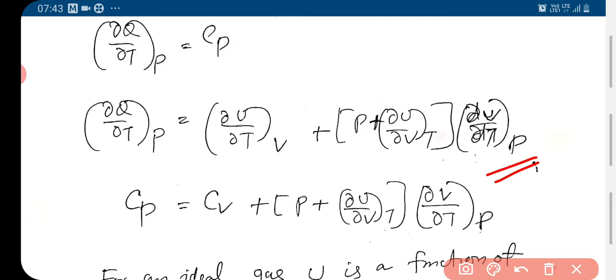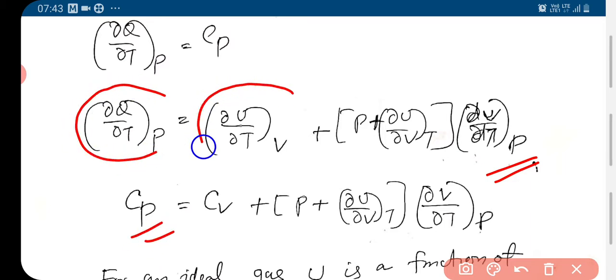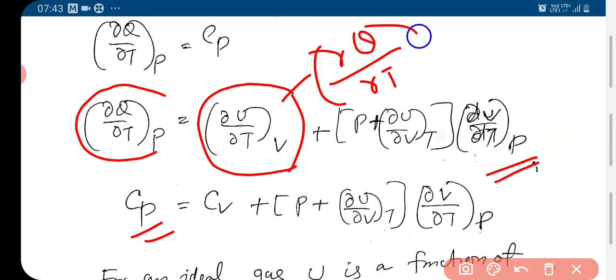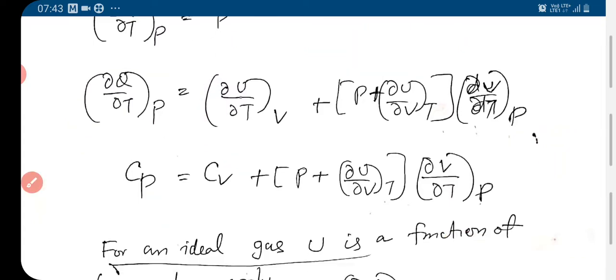So this is Cp, and this we know, ∂U/∂T at constant volume is equal to ∂Q/∂T at constant volume. So this is Cv, then P plus ∂U/∂V at constant T, then ∂V/∂T at constant pressure.